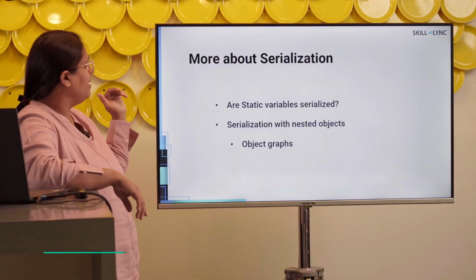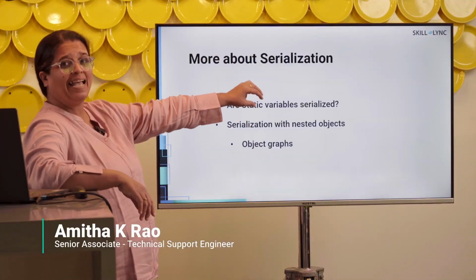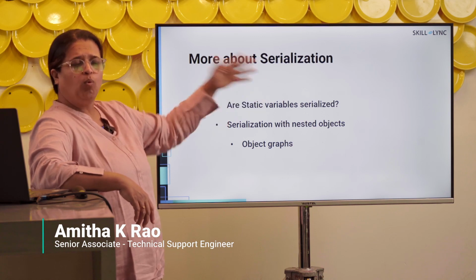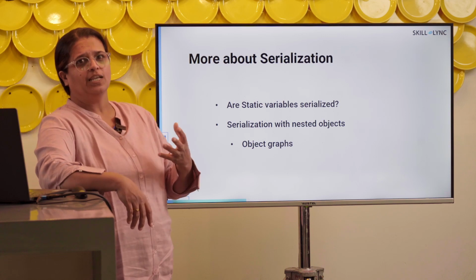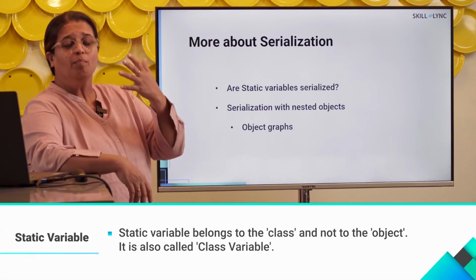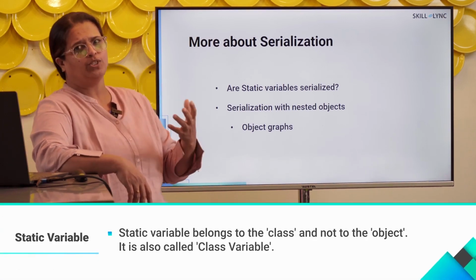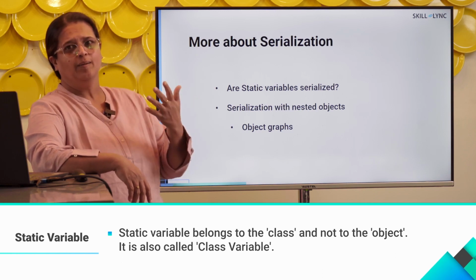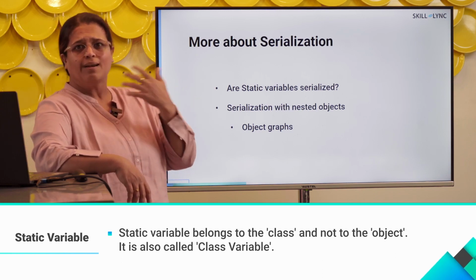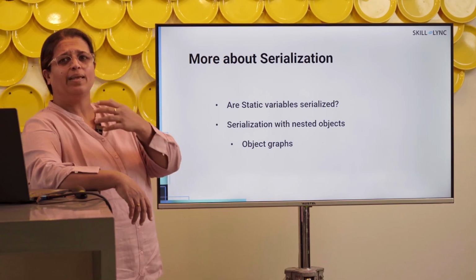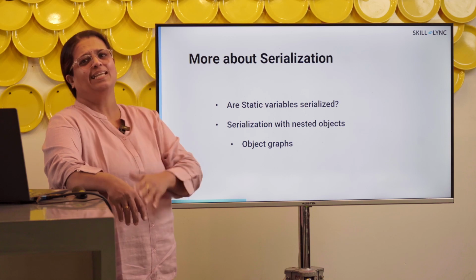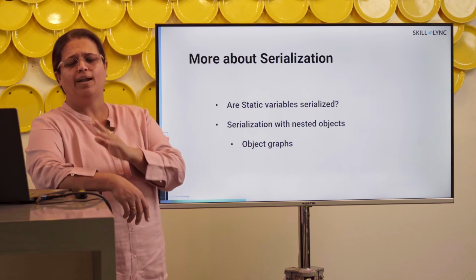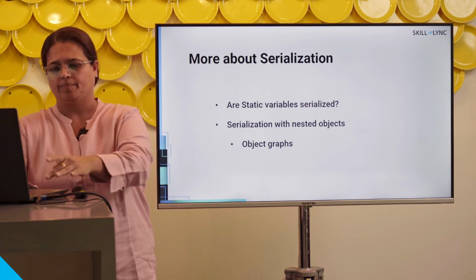What happens when there are static variables as part of the class? What are static variables? We all know they are not instance variables. So static variables don't belong to the object, they rather belong to the class. Right? That's why they are called class variables. Now what happens when these static variables are there in a class and that class gets serialized? I'll move on to Java and show you what happens.